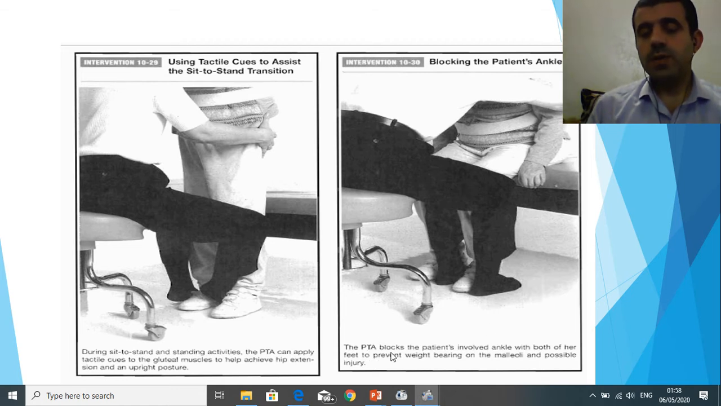So the physiotherapist assistant blocks the patient's involved ankle with both of her feet to prevent weight bearing on the malleoli and possible injury.